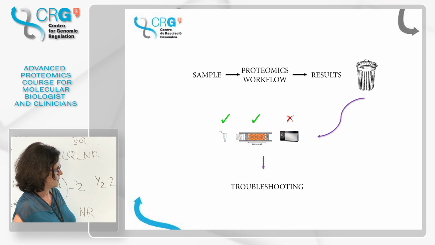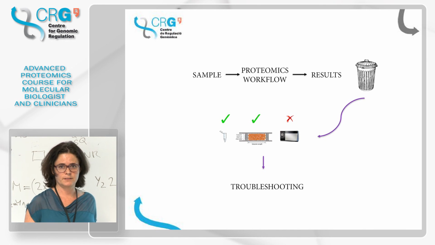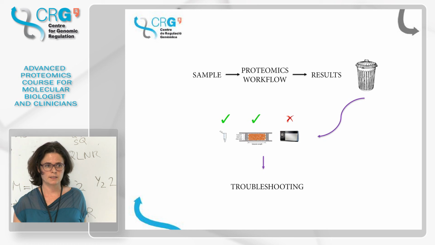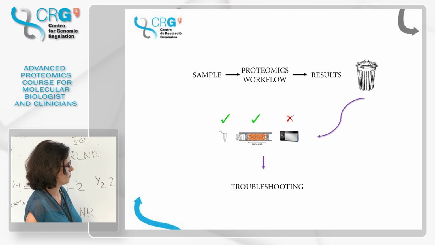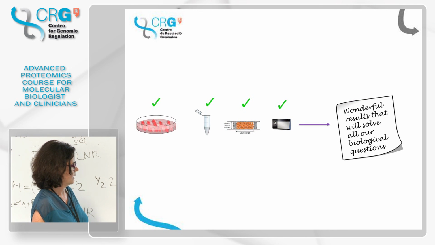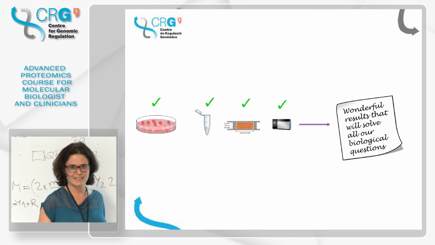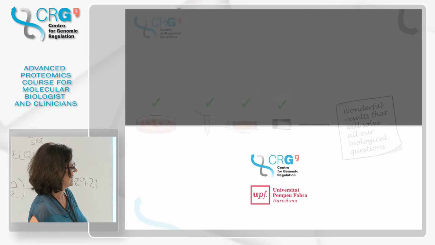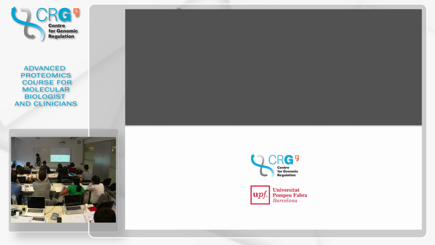So again, we have this figure. What happens if at the end we have very bad results and we have done all these quality control steps? Then we can go back and see what has failed, whether our sample or our chromatography or our mass spectrometry, and we can fix it. And then if we have everything ready, we know everything is fine, we should obtain the wonderful results that we were expecting. Okay, and that's it.